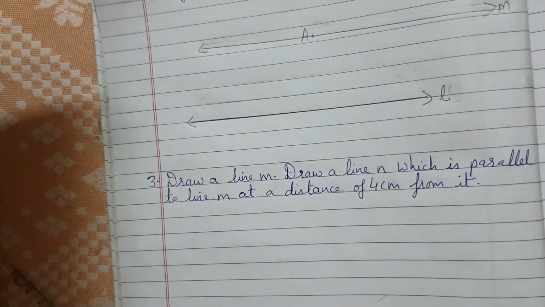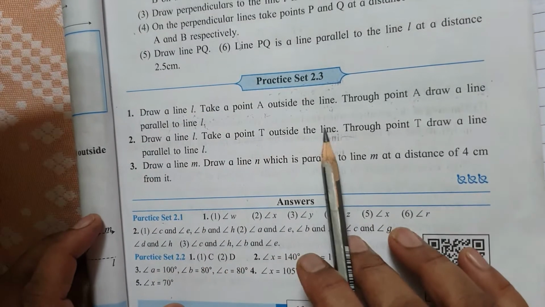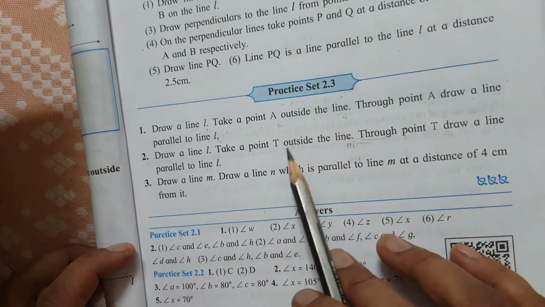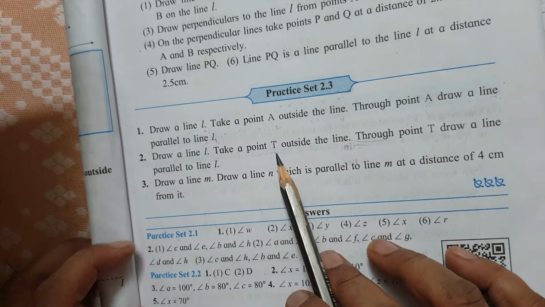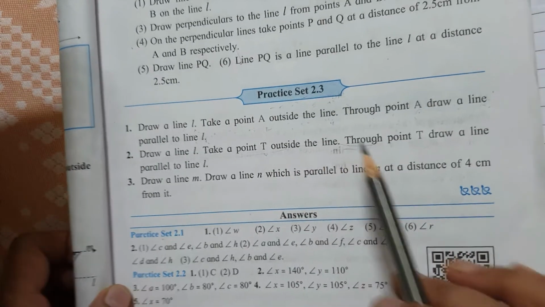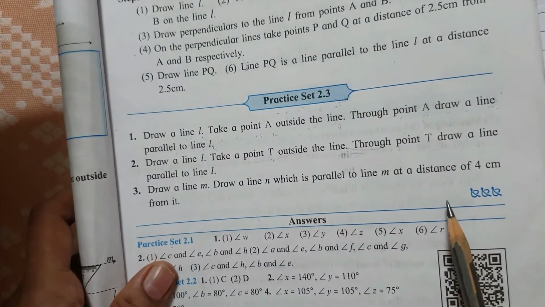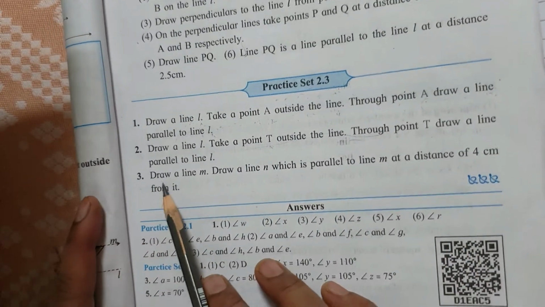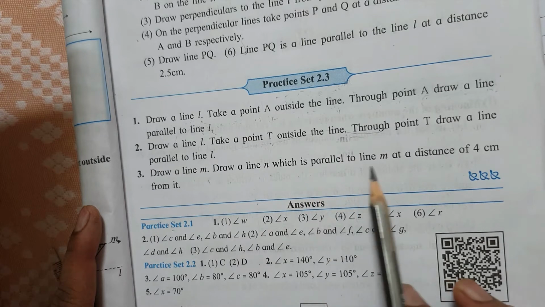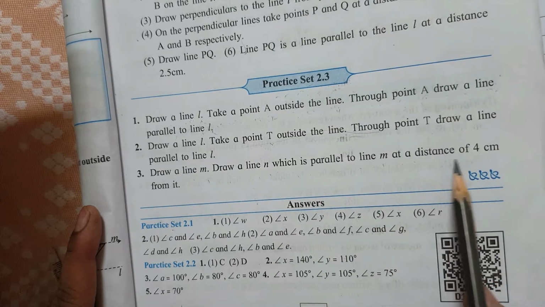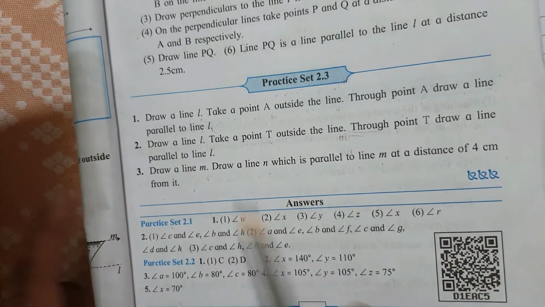Now the second one is the same thing, only instead of A they have taken T. So you have to take point T, and you have to draw a parallel line in the same method using the set square. The third one is: draw a line M, draw a line N which is parallel to line M at a distance of 4 centimeters from it.